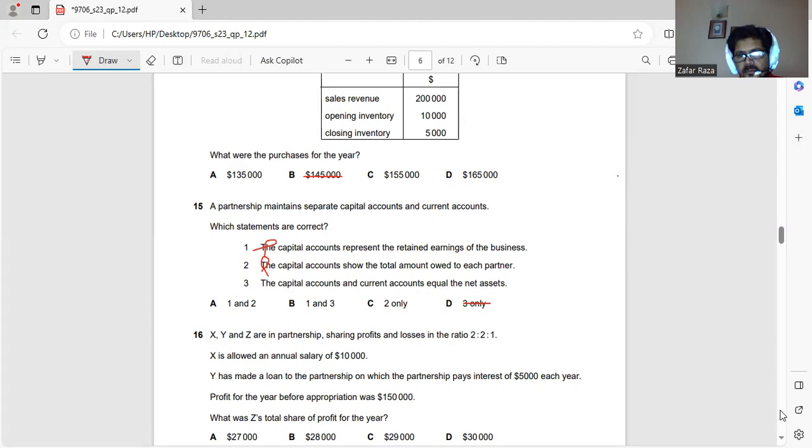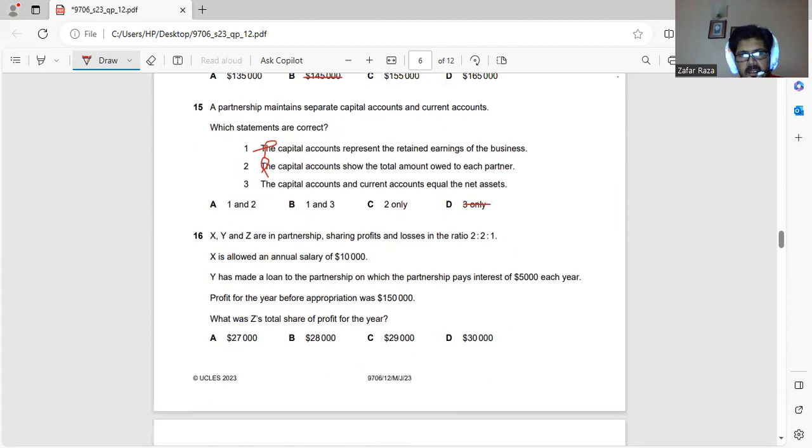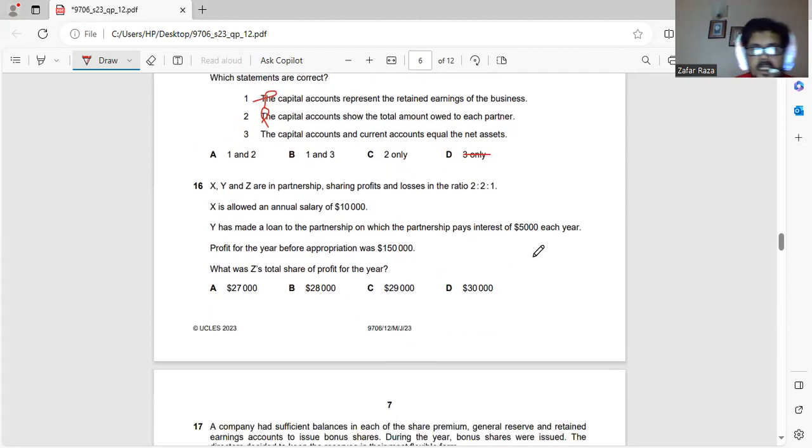Now come to 16. X, Y, and Z are in partnership sharing profit and losses in the ratio 2 to 1. X is allowed an annual salary of $10,000. Y has made a loan to the partnership on which the partnership pays interest $5,000. Profit for the year before appropriation was 150,000. What was Z's total share of the profit?